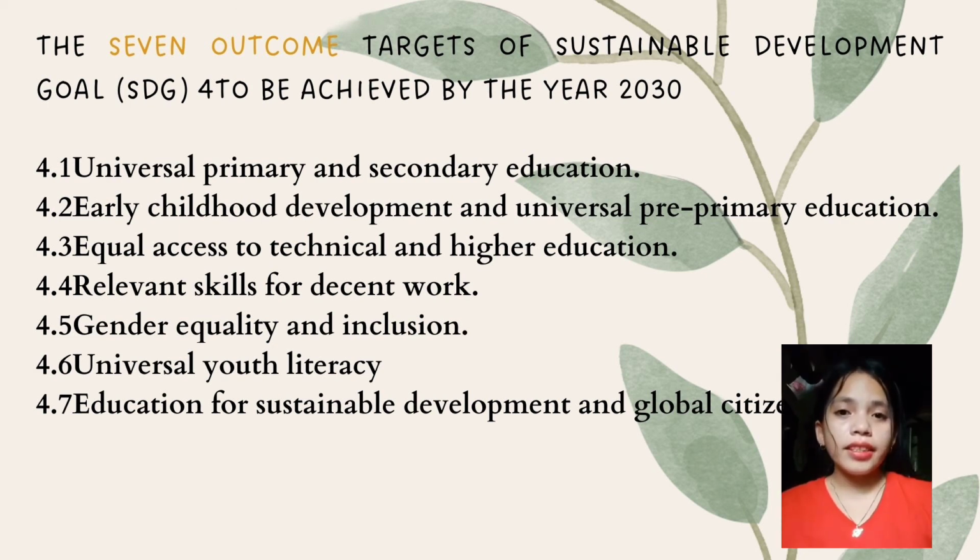And for the last is education for sustainable development and global citizenship. By 2030, ensure that all learners acquire the knowledge and skills needed to promote sustainable development, including among others through education for sustainable development and sustainable lifestyles and human rights.